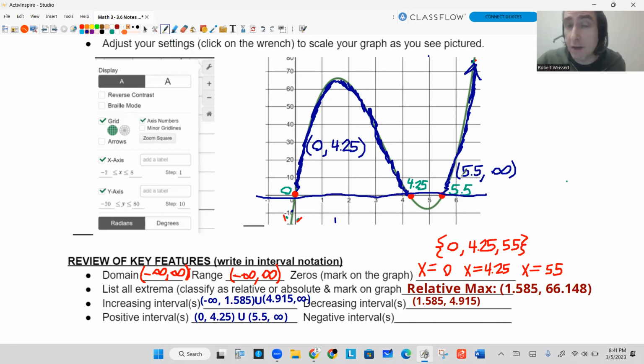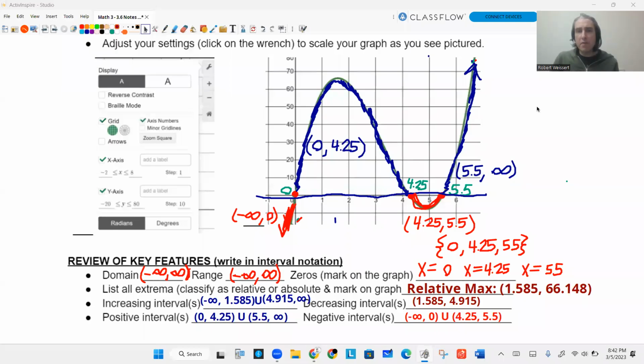All right, see if you can identify the negative intervals. And here they are. The intervals from negative infinity to 0 and 4.25 to 5.5 are both below the x-axis, so we'd write them just like that.